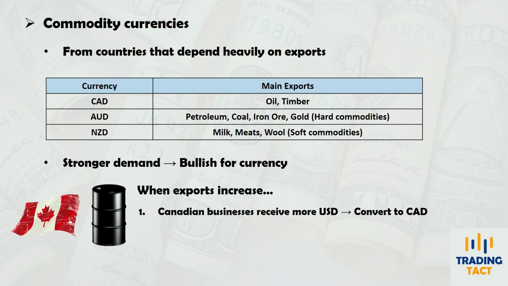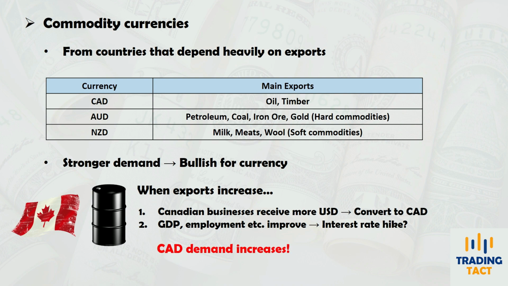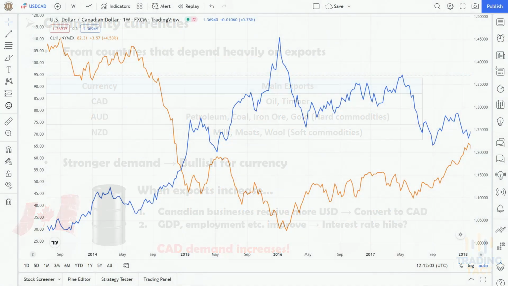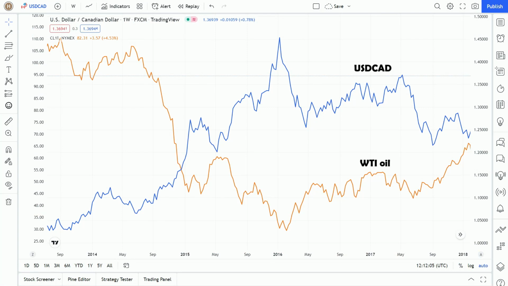When oil exports increase, Canadian businesses receive more US dollars, and subsequently convert this to Canadian dollars to sustain their local operations. Canadian GDP and employment numbers etc. improve, which may in turn raise interest rates. These create demand for the Canadian dollar. Here's the inverse relationship between the dollar Canadian and WTI oil. The 2014 oil price crash, triggered by booming US shale production, led to a sustained dollar Canadian rally.